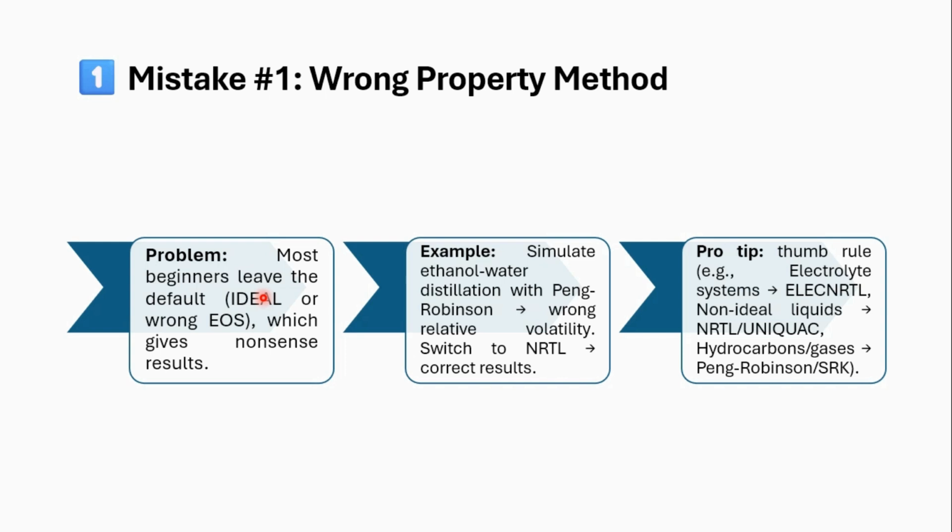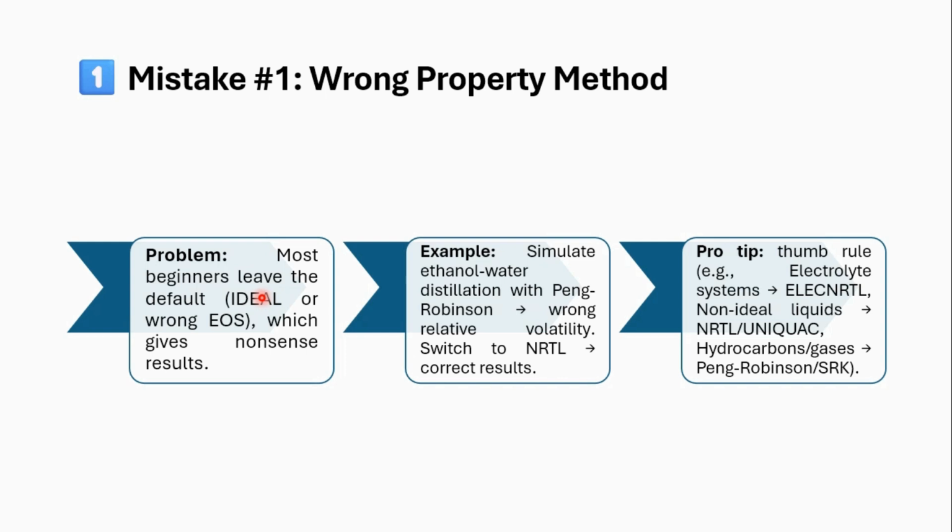For example, if it's a chemical system, mostly the activity coefficient method is adopted. If it's a hydrocarbon system, mostly the equation of state method is adopted. But if you select the opposite method, for example, if you are studying non-ideal behavior and you select the ideal property package, what happens? Obviously, the results will not be reliable. Most beginners leave the default ideal or a wrong equation of state, which gives nonsense results. The results are always fake.